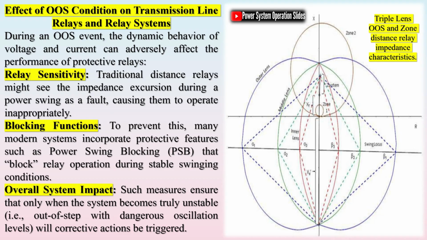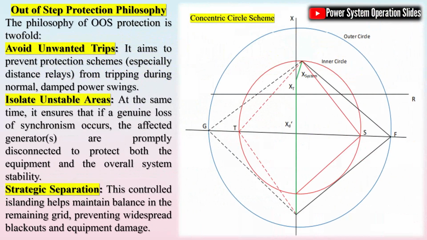Impedance measured by distance relays during OOS. Distance protection relays perform impedance calculations by measuring the voltages and currents at the relay location. Variation under OOS. During power swings, these apparent impedance values continuously vary because of the shifting phase angles and voltage magnitudes. False trips. Without proper mitigation, these relays might mistake a benign power swing for a fault condition, potentially leading to undesired tripping. Calibration challenge. The inherent difference between a fault-induced step change and a gradual swing in impedance requires careful calibration and adaptive logic in the relay settings.